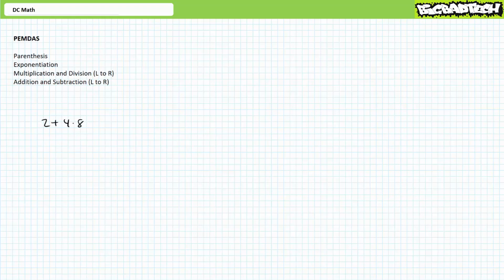If we were to apply the order of operations to our original expression, 2 plus 4 times 8, we need to walk through each level of the order of operations in the specified sequence.